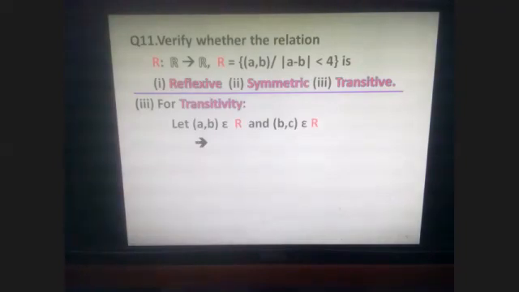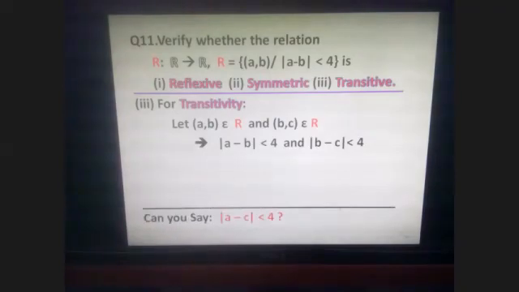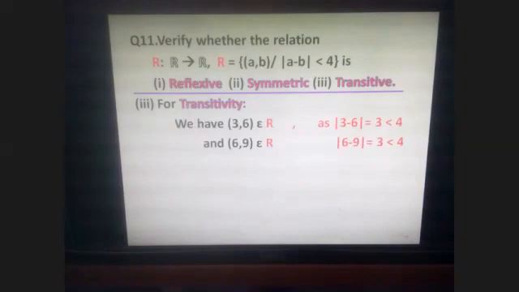(a, b) belongs to R, (b, c) belongs to R. Can you say (a, c) belongs to R? So here |a - b| less than 4, |b - c| less than 4. Can we say |a - c| less than 4? If yes, you have to prove. If no, give an example. Actually, the answer is no. That means you have to produce only an example.